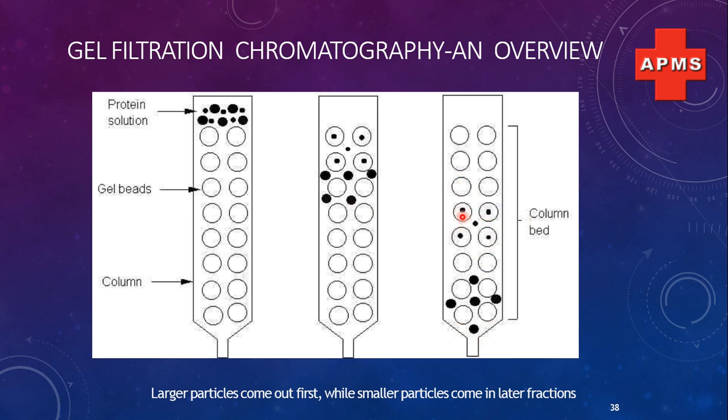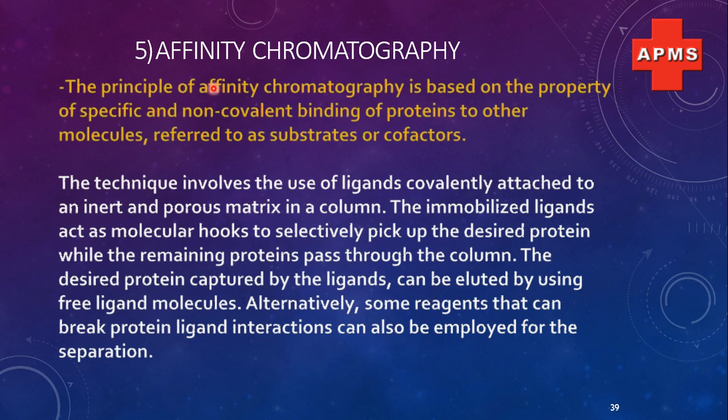How are these moving? They move very slowly due to the presence of these pores. So this is a very good technique for the separation of high molecular weight and low molecular weight parts of a single type of polymer. Here large particles come out first, while smaller particles come in later fractions. Now, affinity chromatography.